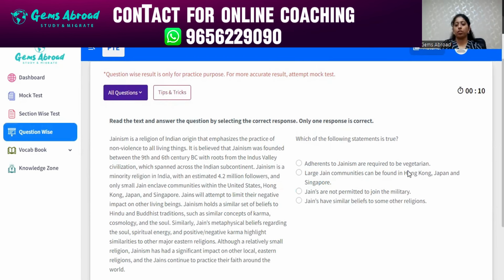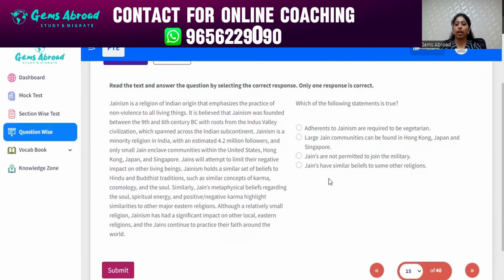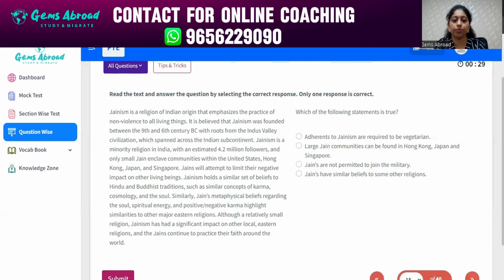Tell us to join the supposed vegetable. Jain communities are permitted to join, have similar beliefs to other religions. So, read it. True one is chosen, and then true.